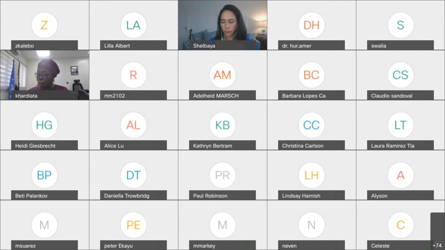I want to highlight some challenges that still remain, and there are many. Access is one of them. And with COVID, what we have also seen is the weak adherence of the population to measures such as social distancing, etc. So this remains a challenge.